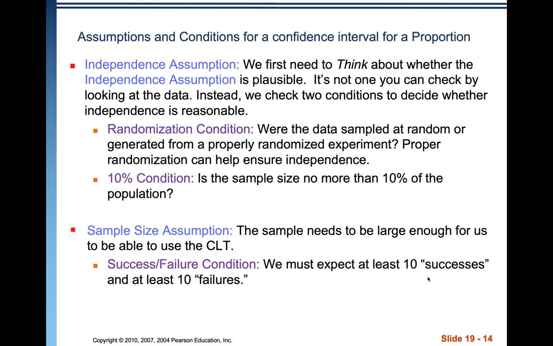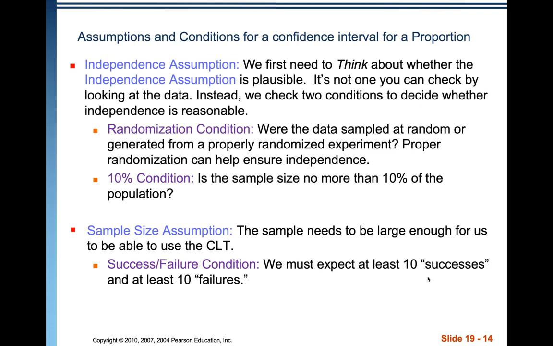Okay, now we do have to make assumptions and check conditions for a confidence interval for a proportion. Our assumptions are the independence assumption and a sample size assumption that it's large enough. We first need to think about whether the independence assumption is plausible. It's not one you can check by looking at the data. Instead, we have to check 2 conditions to decide whether independence is reasonable.